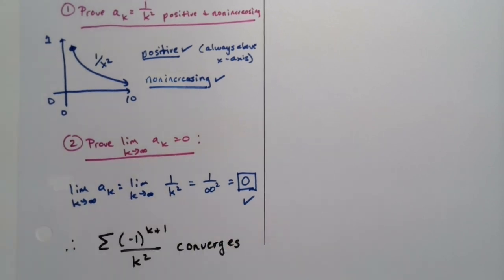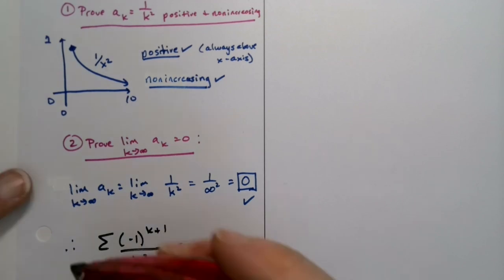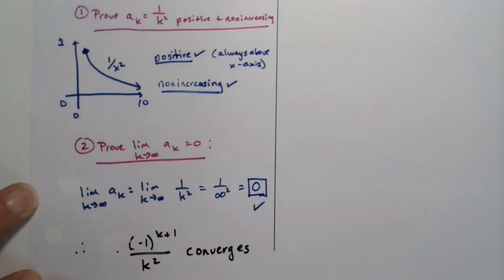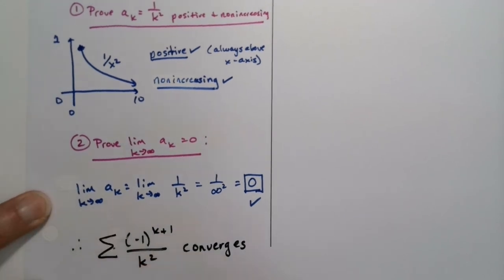Oop. I killed my whiteout. I just wanted to make that summation notation a little bit larger so it filled the whole thing. Not strictly necessary.